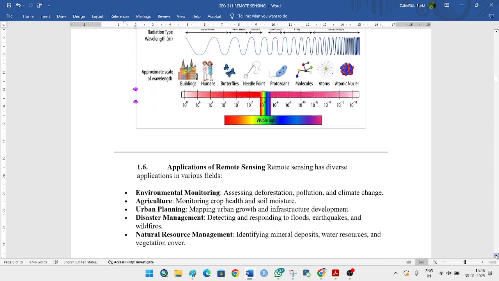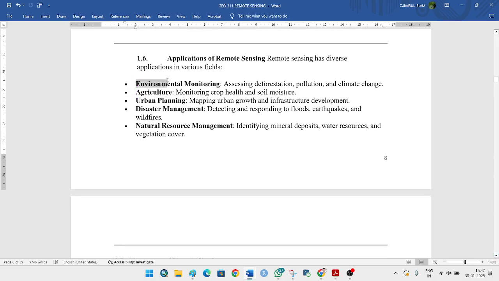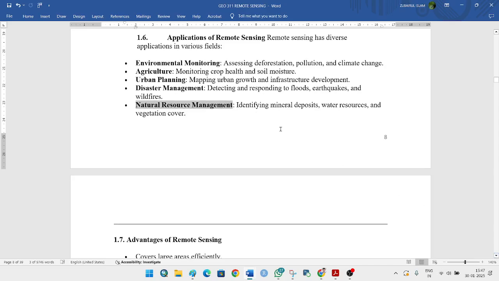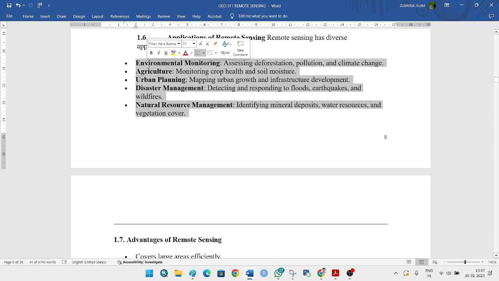Now we move to applications of remote sensing. Remote sensing can be used for environmental monitoring, agriculture, planning or plant health, soil moisture, urban planning, disaster management, natural resource management. So there are many uses of remote sensing. This is the reason that remote sensing day by day is getting popular and very important to do all these things in a very short period of time. We can do analysis for larger area so quickly.